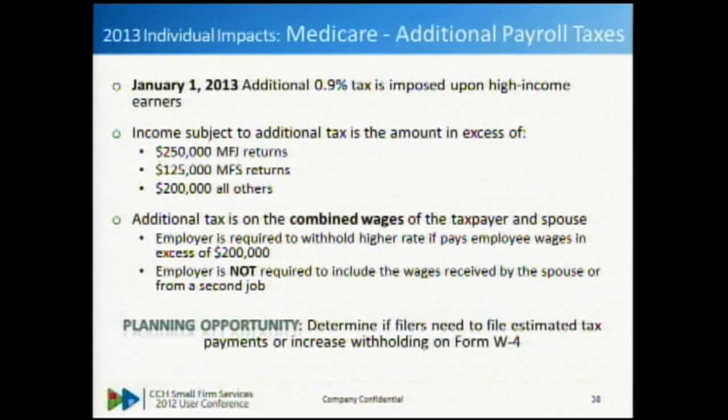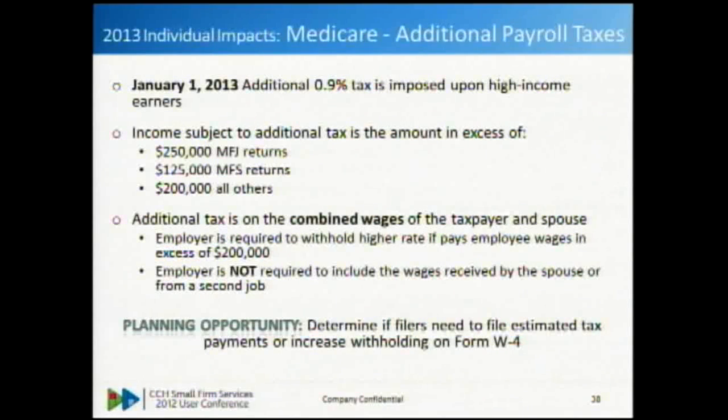So the first two are some of the revenue raisers we talked about for individuals, and they are for high income earners, in the form of two new Medicare taxes. On January 1st, high income earners with the thresholds we have up here, 250 MFJ, 125 MFS, and 200 for all others, are going to be subject to an additional 0.9% tax imposed on any wages earned above and beyond that amount. Actually, I just misspoke: not on wages, on income above and beyond that amount. So that's just an automatic 0.9% if they exceed those income thresholds.